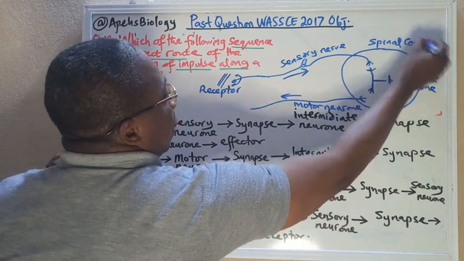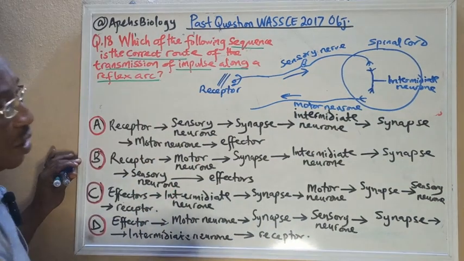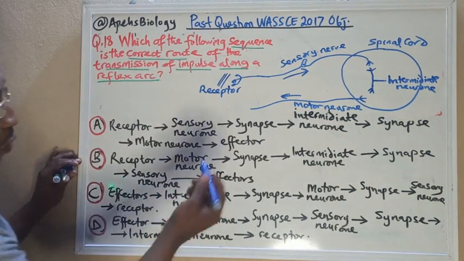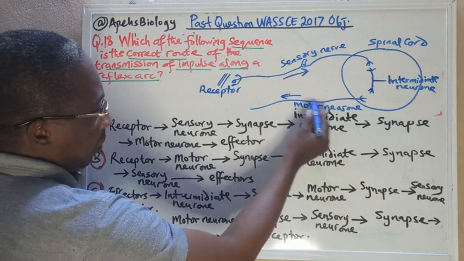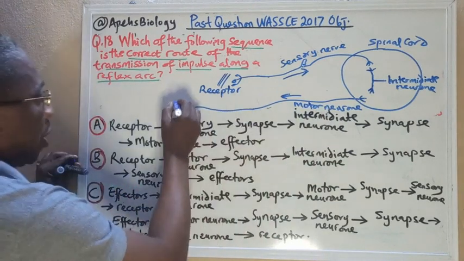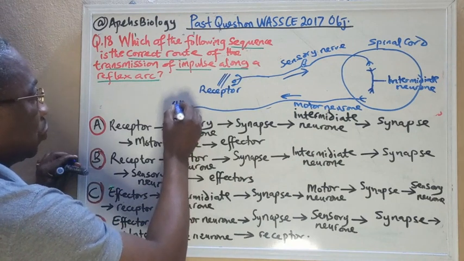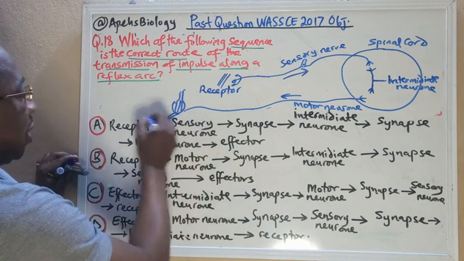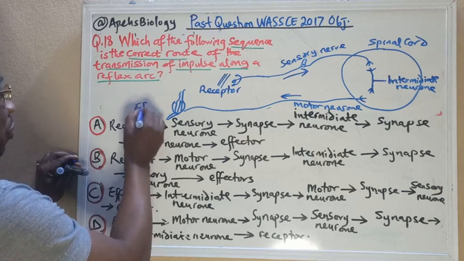Within this whole place is where we'll find what is called the spinal cord. So I'm showing you what a reflex arc actually looks like. From this, the motor nerve carries the impulse and brings it to another one here, which we'll now refer to as the effector.